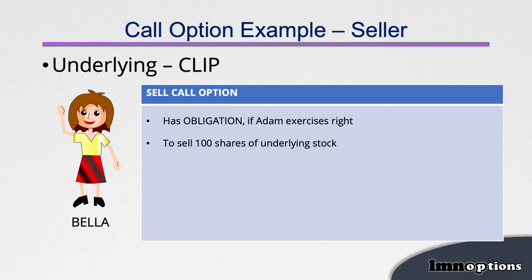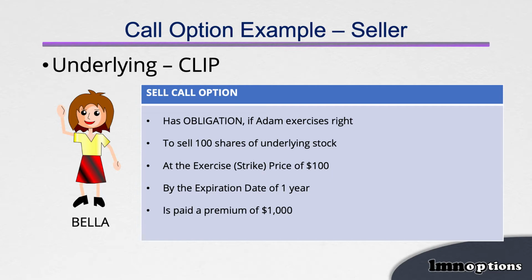When Bella sells the call option to Adam, Bella has the obligation, if Adam exercises his right, to sell 100 shares of the underlying stock at the exercise price of $100 by the expiration date of the option. In this case, it is 1 year. And for this obligation, Bella receives the premium of $1,000 which was paid by Adam.